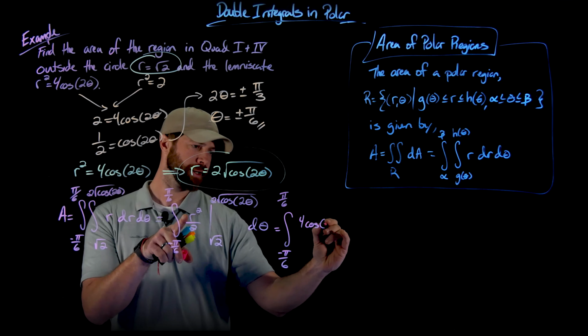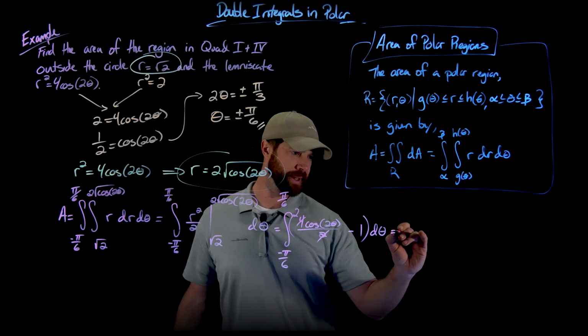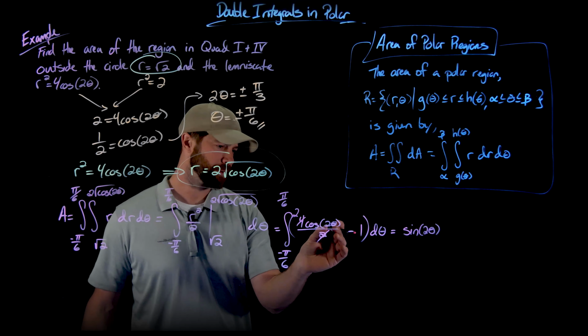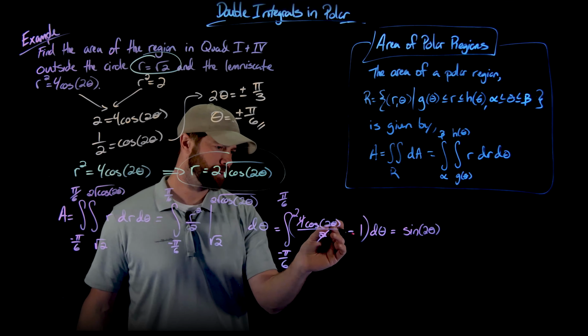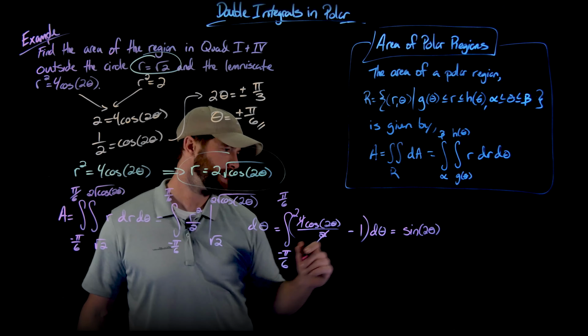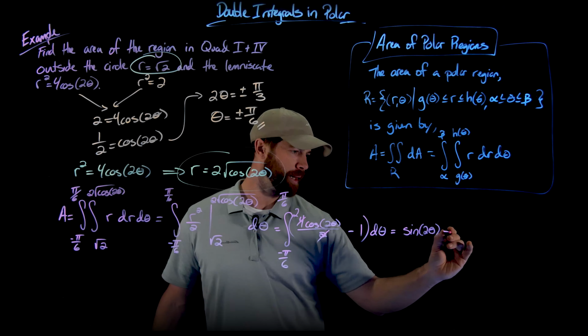Evaluate this in terms of theta. Nothing too difficult here. 2 cosine of 2 theta will integrate into just sine of 2 theta. Again, doing a little bit of mental u substitution right there, but you could always differentiate that. Does sine of 2 theta with the chain rule become 2 times cosine of 2 theta? Heck yeah, it does. Minus 1, when I integrate that, I'll get a theta, and I'm evaluating that from negative pi over 6 to pi over 6.